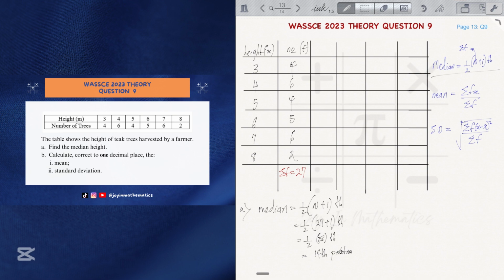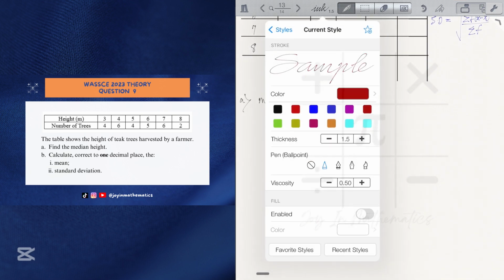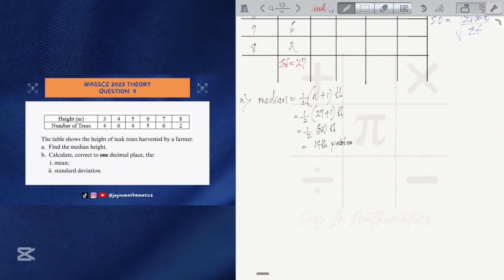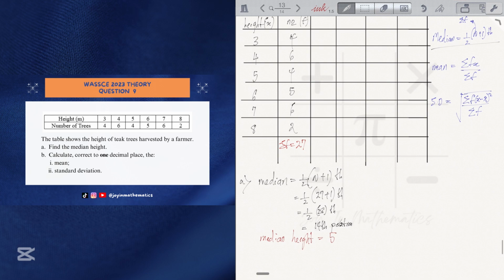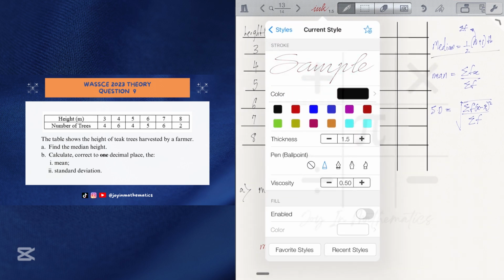So let's write it out and say the median height is equal to 5 meters. Now let's proceed on to B.